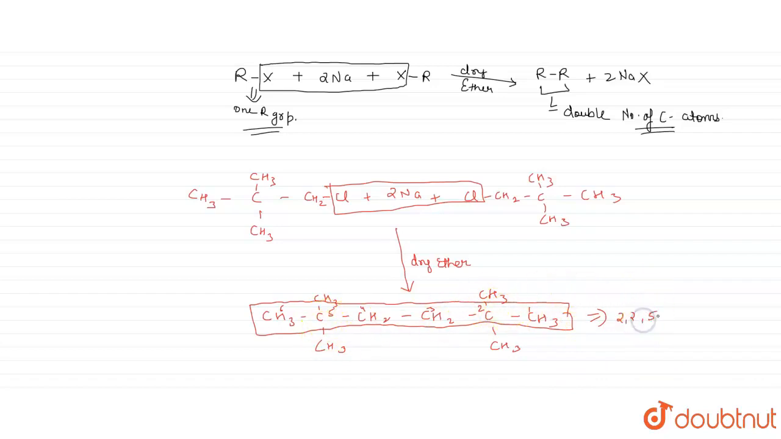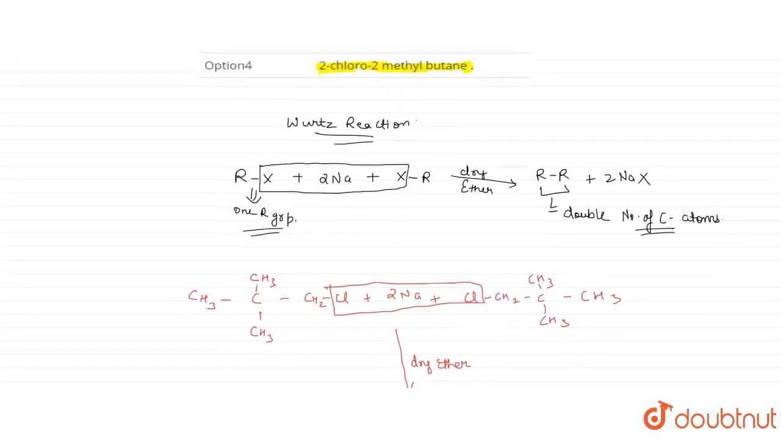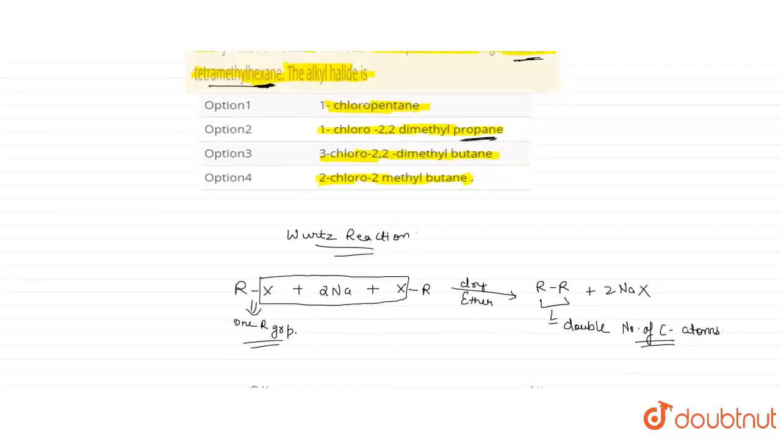So it will be 2, 2, 5, 5 tetramethyl. We have 4 methyl groups, 2 at 2nd position and 2 at 5th position. Hexane, because we have a carbon chain of 6 carbon. 2, 2, 5, 5 tetramethyl hexane. So this will be the name of this product. This is the same name as we have given in the question. So this product will be obtained from 1-chloro-2,2-dimethyl propane.